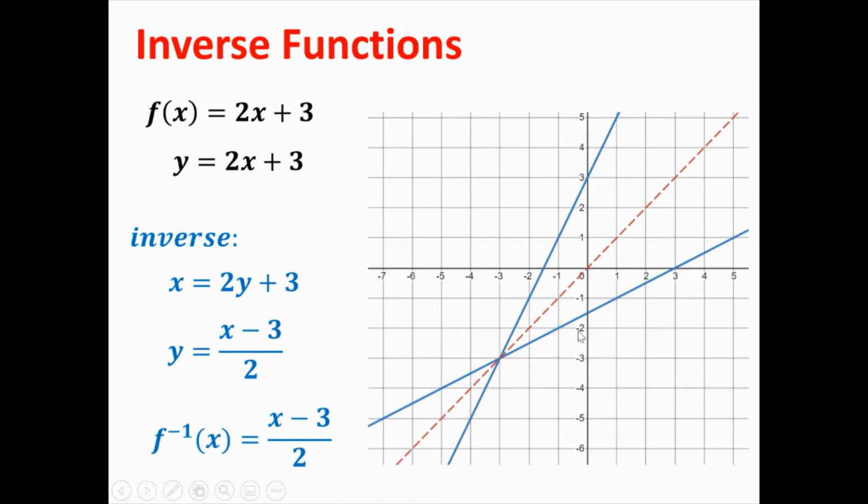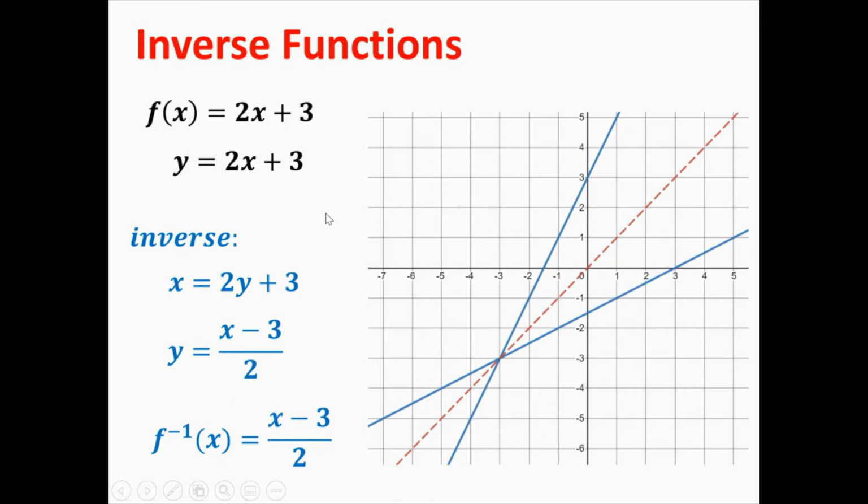Inverses will always be reflections over the line y equals x. That is just what happens when you exchange the x and y values, the domain and range. For example, we have a point (1, 3) here, and that will be (3, 1) on the inverse right here. The x and y values are changed. Okay, great. So that's a recap of inverses.